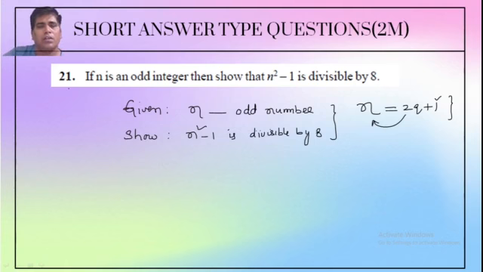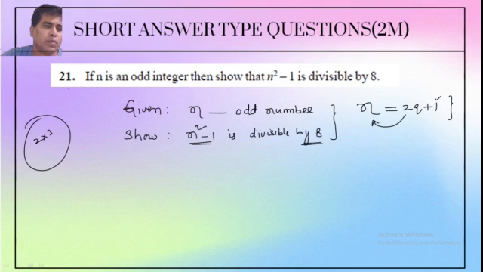Next, what do I have to prove? n square minus 1 is divisible by 8. Before we do this sum, let us apply the logic. Take any two consecutive numbers. Suppose 2 into 3, the product of two consecutive numbers. If I start with 5, 5 into 6. Whatever the result, 2 threes are 6, 5 sixes are 30. This is always divisible by 2.